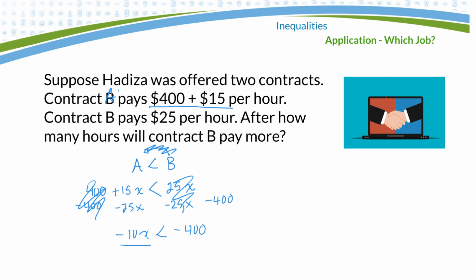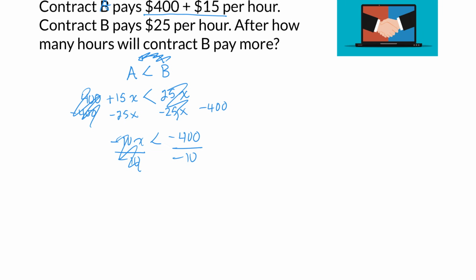So when I divide both sides by negative 10, notice what's going to happen to the inequality. These will cancel, so I'll get x. This has to change, so it'll be greater than. Negative 400 divided by negative 10 is 40. So for contract B to pay better than contract A, you've got to work more than 40 hours.